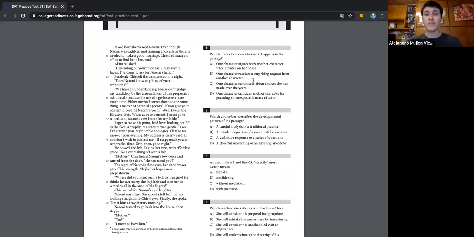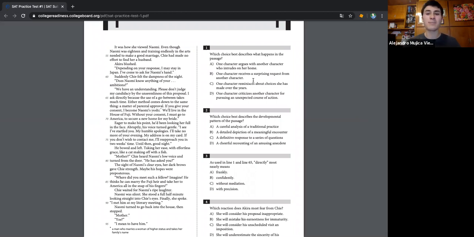One character receives a surprising request from another character. This one certainly fits the unexpected. Chie really did not expect this to happen at all because there was no protocol followed. She had no idea this was going to happen. So it's definitely surprising, and he is asking for her daughter's hand. It's a surprising request from one character to another.